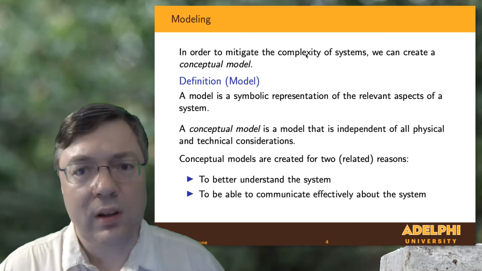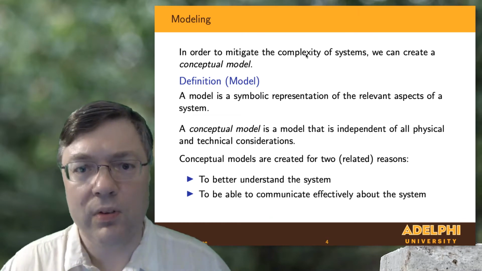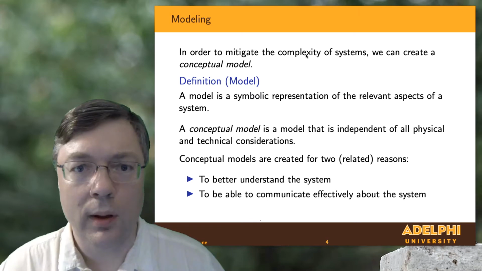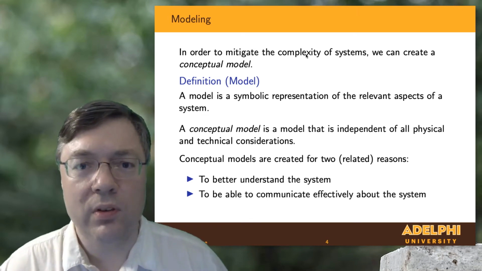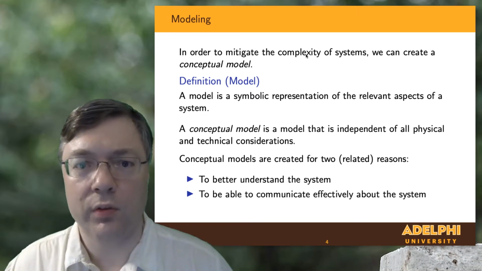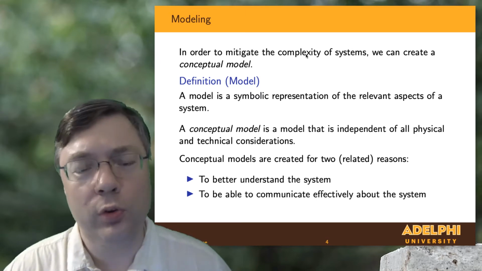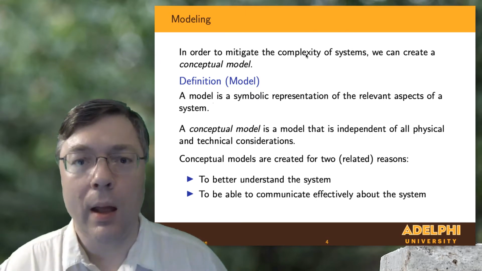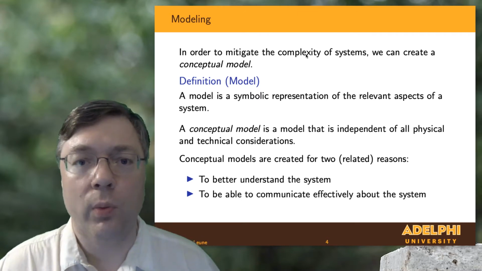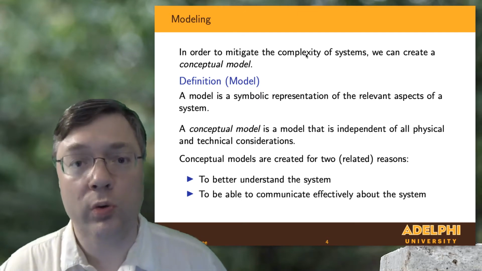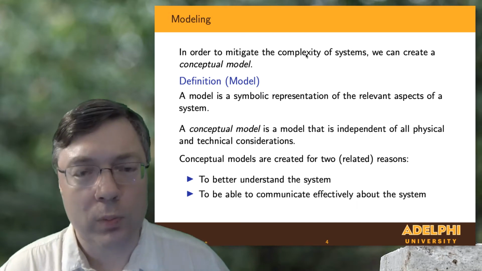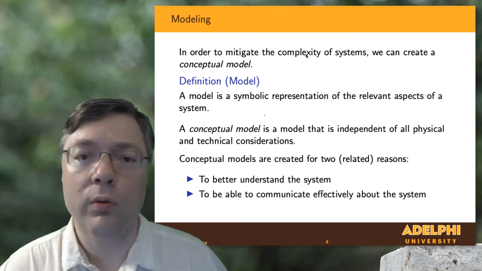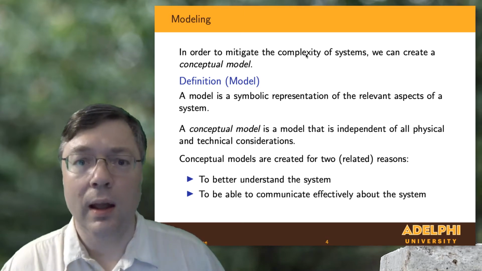So the model itself is that symbolic representation of the relevant aspects of the system. In other words, it's not a representation of all aspects of the system. We're going to focus only on those things that are important for what we are talking about now, and we're going to use some form of a well-defined and unambiguous notation to do that. Those could be mathematical formulas, symbols, or text, but all of those in the end are still symbols, and we know what they mean.